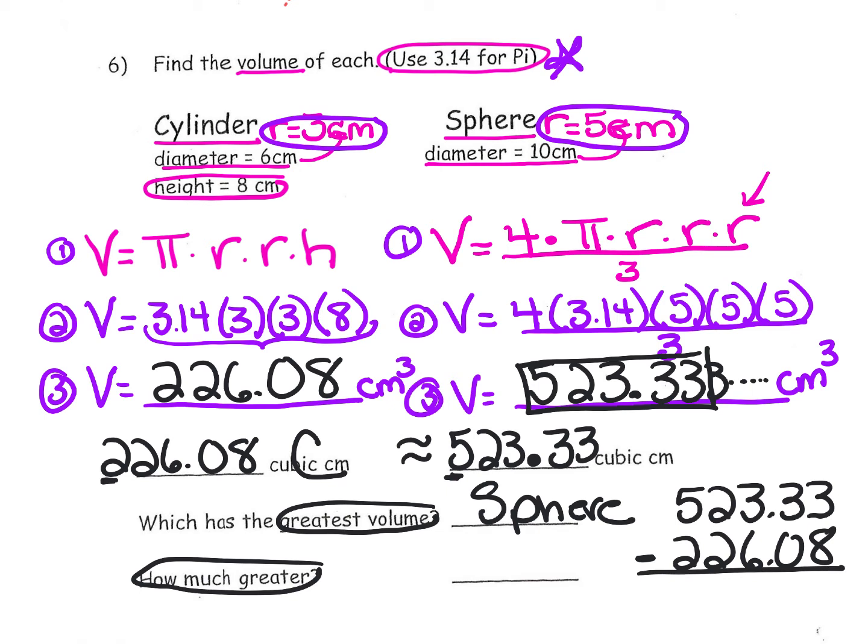Pick up your calculator and punch in. Pause the video if you need some time. 523.33 minus 226.08 and hit equals. There's a difference of 297.25. That is the difference between the two volumes.